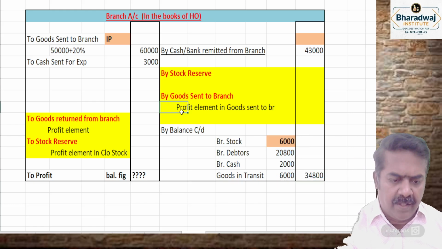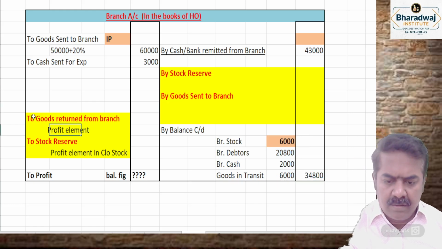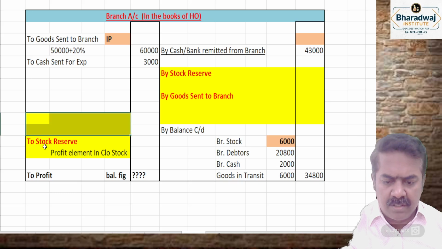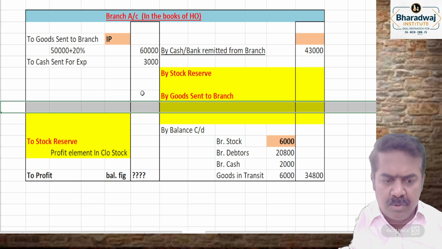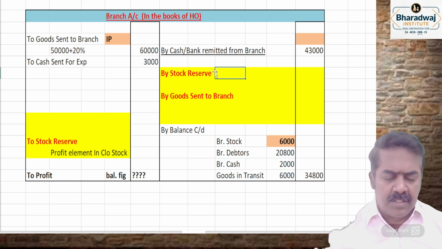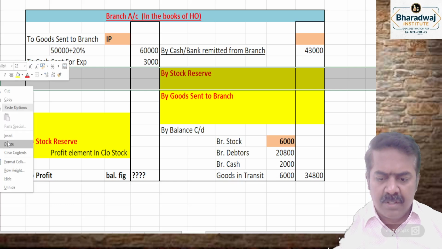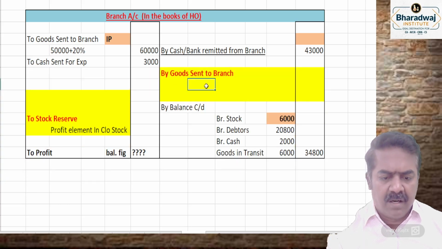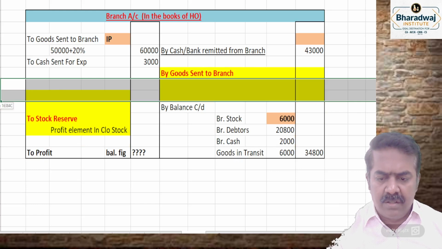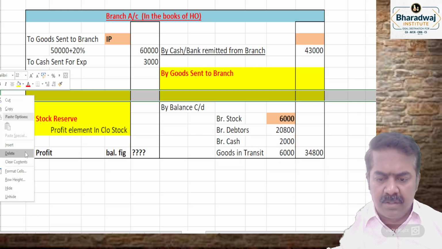So we have to remove the loading. No goods returned by branch. Stock reserve on the opening stock: there is no opening stock also in this question. It's a newly started branch. So no opening stock. On the goods returned to branch.